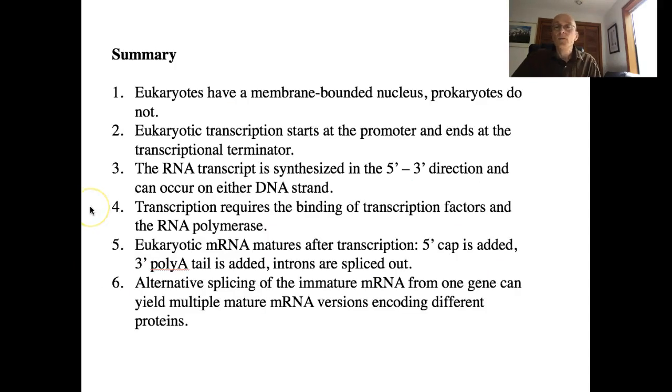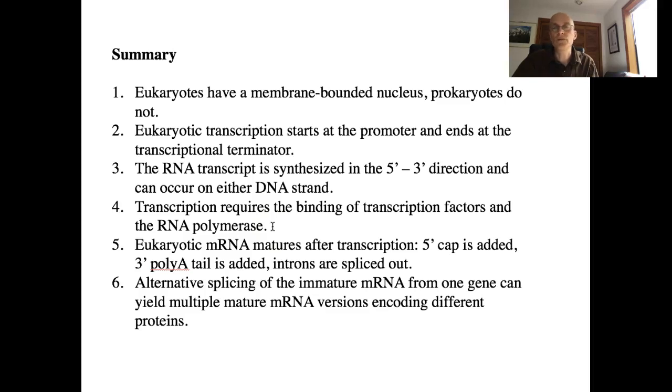And with that, we're already at the end of the lecture. And the summary for today is that eukaryotes have membrane-bounded nuclei. They have a nucleus, and prokaryotes do not. So that is one important take-home for today. Eukaryotic transcription starts at the promoter and ends at the transcriptional terminator. That's important to remember. RNA is synthesized in the 5' to 3' direction. And we talked about where we find those numbers and why those numbers are called what they are called. Transcription requires the binding of transcription factors and the RNA polymerase.